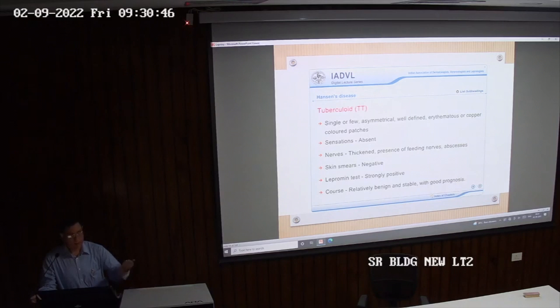This is opposite in lepromatous leprosy, where on slides the skin smears are loaded with bacilli. Sometimes we call them globi. Globi means a group of bacilli grouped together in various cells, and the lepromin test is also negative. In tuberculoid leprosy, the course is relatively benign and stable with good prognosis.